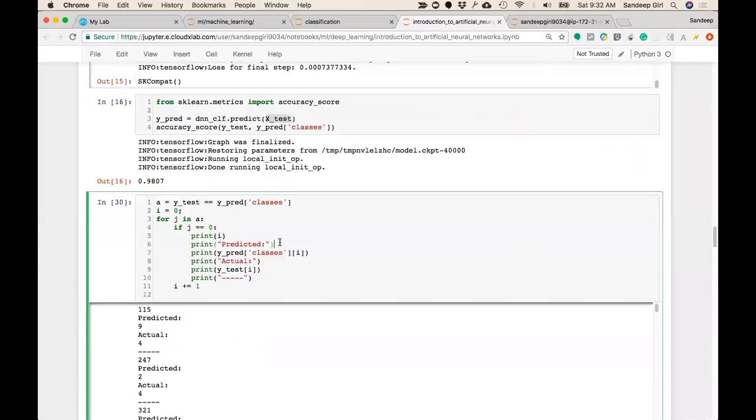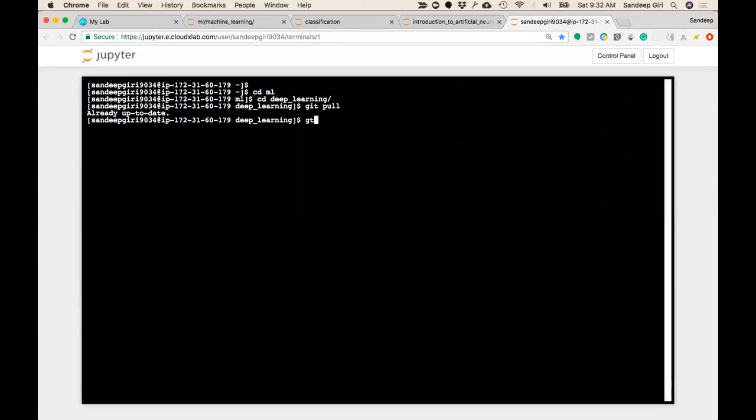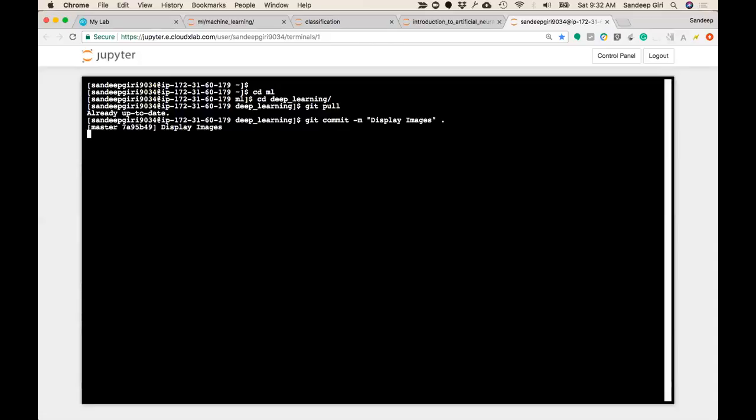So should I commit this particular code? Display images and git push.